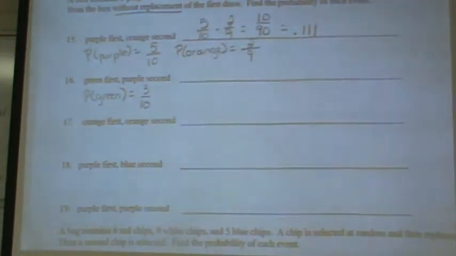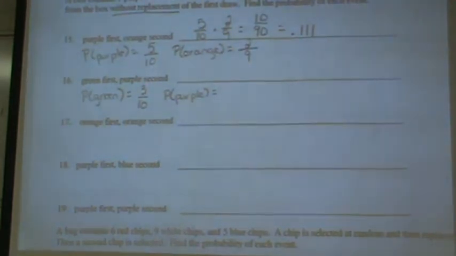For 16, we want to know the probability of our first pick being green and our second pick being purple. So, the probability of our first pick being green: we have 10 total marbles to start out with, 3 of them are green, so we have a 3 out of 10 chance of getting a green marble.